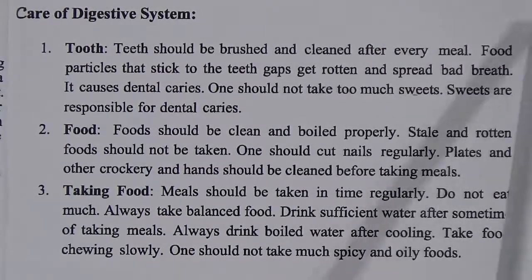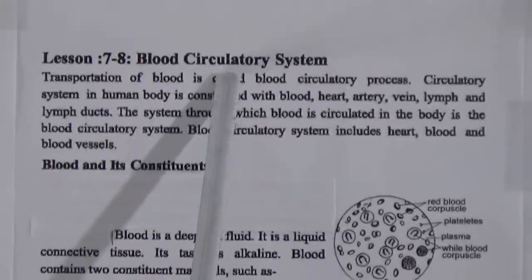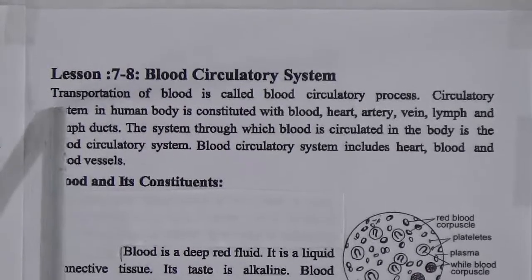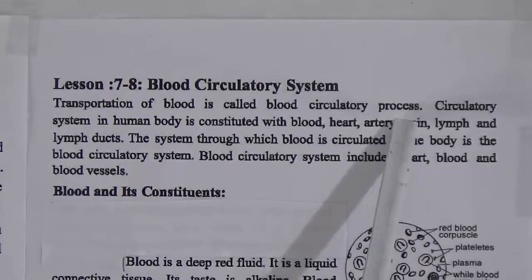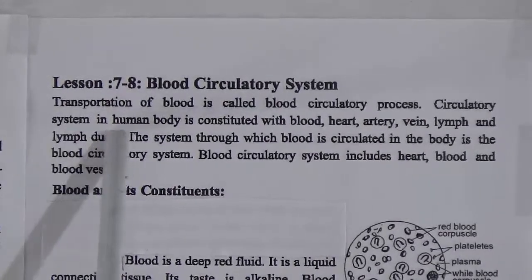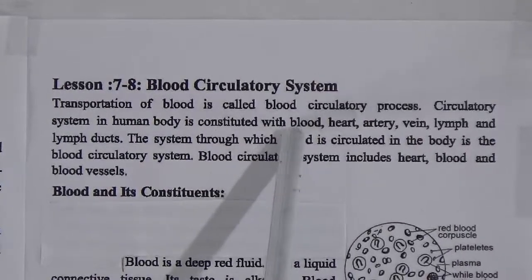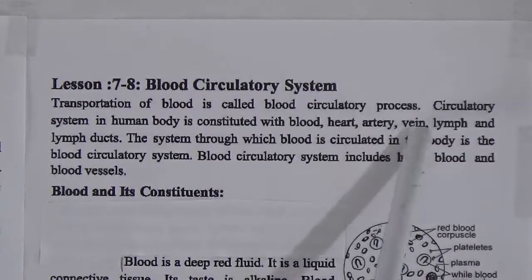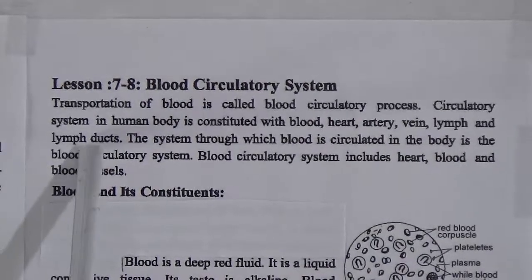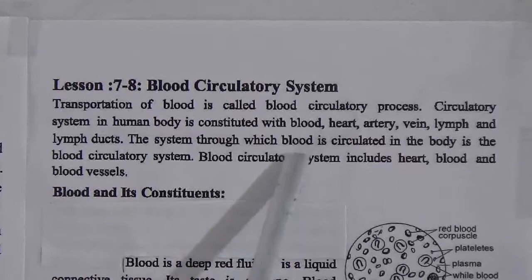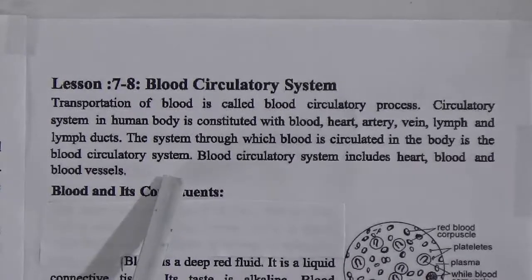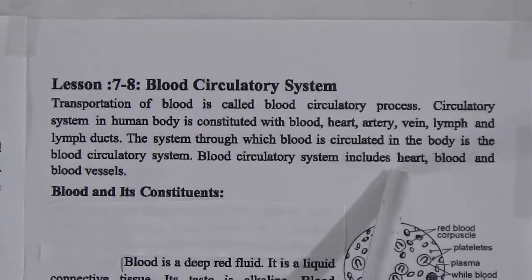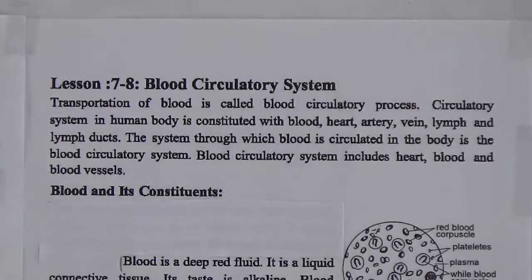Student, now we will read lesson 7, the blood circulatory system. Transportation of blood is called the blood circulatory process. The circulatory system in the human body is constituted with blood, heart, artery, vein, lymph and lymph ducts. The system through which blood is circulated in the body is the blood circulatory system. The blood circulatory system includes the heart, blood and blood vessels.